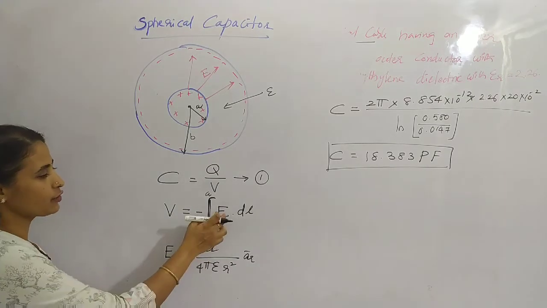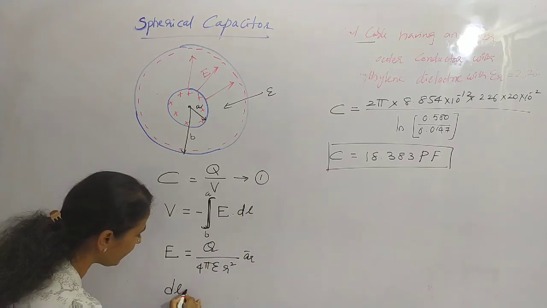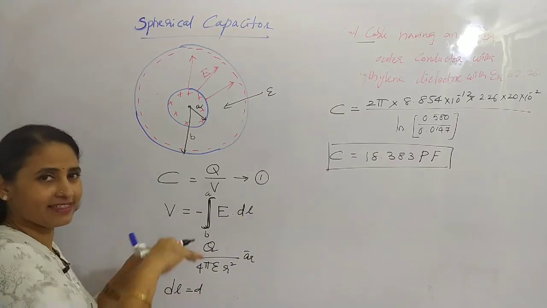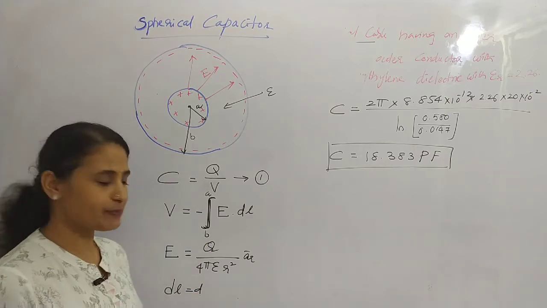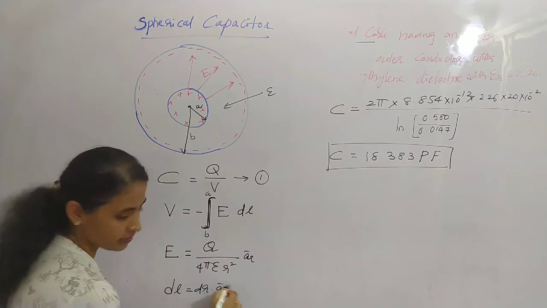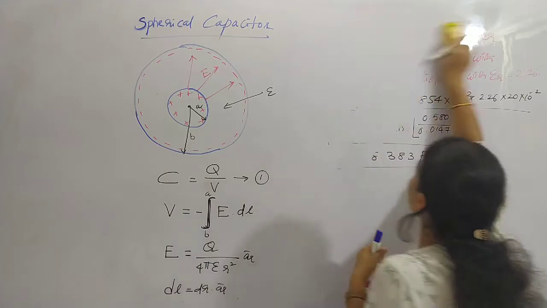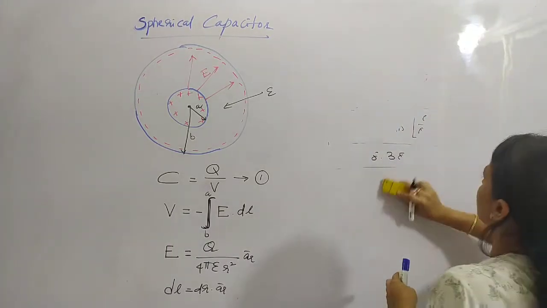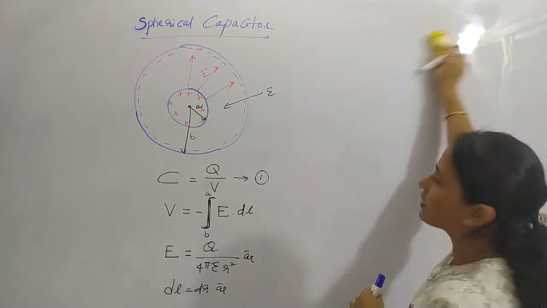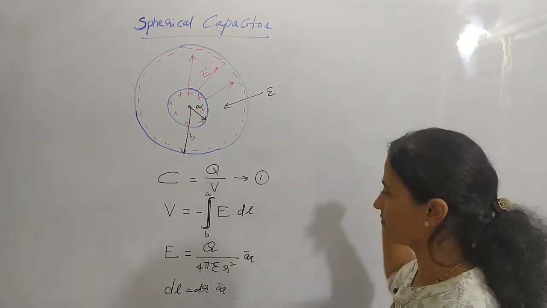Let us substitute the Q value here. Before that, let us write dl also. What is dl? It is the differential length along the radius of the spheres only. So we can write dl as dr into AR. We are trying to obtain the equation for V, so that we can substitute in equation 1 to get the value of capacitance.